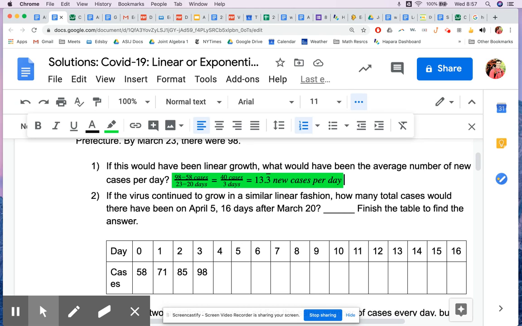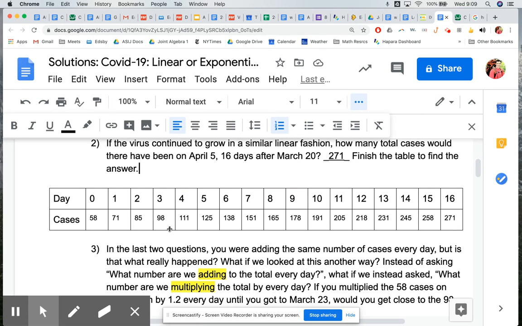Let's go ahead and finish the table to find the answer. In each one of these cases, we're adding 13 and a third every day. So we take 58, add 13 and a third, you get 71 approximately. Keep your answer in your calculator and just add 13.3 repeating. And add them up as we go, and go ahead and finish the table. When you get to this one, you can put your answer into here.